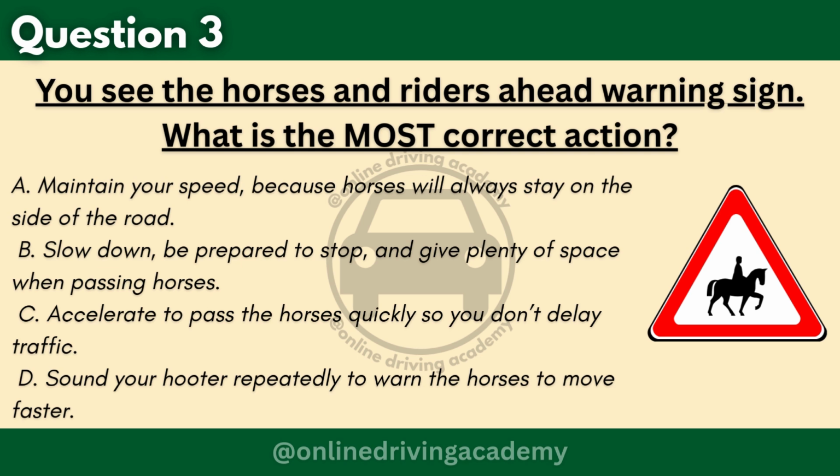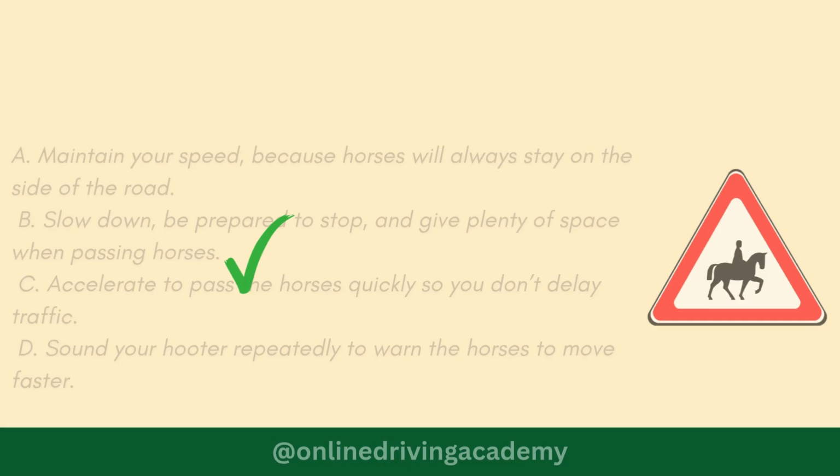Now, option C says accelerate to pass the horses quickly. Again, that's going to be incorrect, right? If you are accelerating, if you are driving fast, how are you expected to stop quickly if the horse suddenly comes right in front of your vehicle or onto your lane? Therefore, option B is your correct answer. You need to slow down. You need to be prepared to stop and give plenty of space when passing horses.